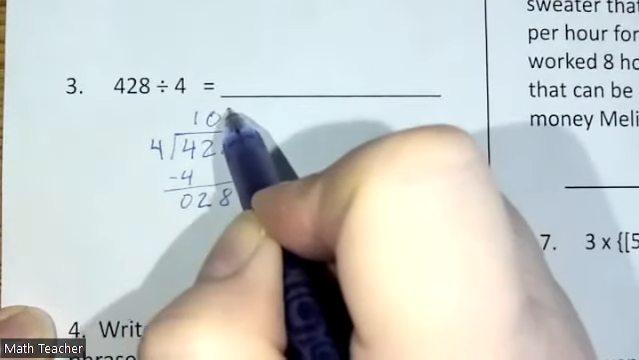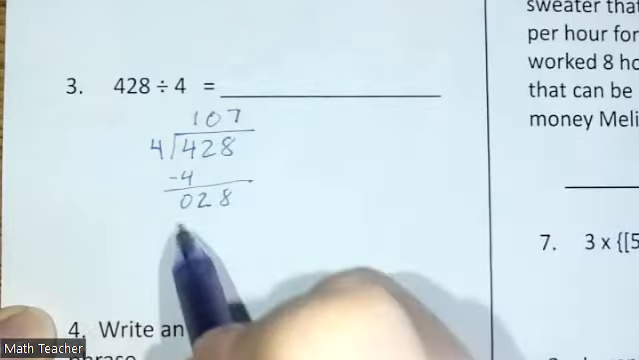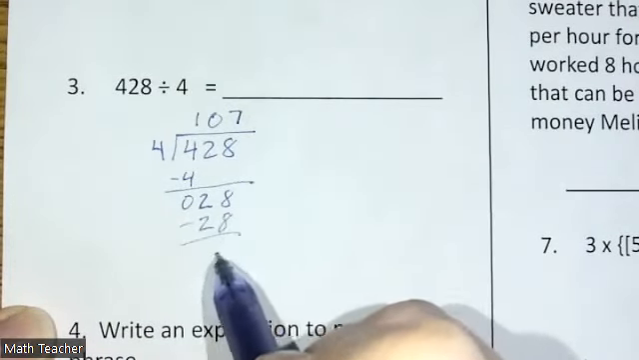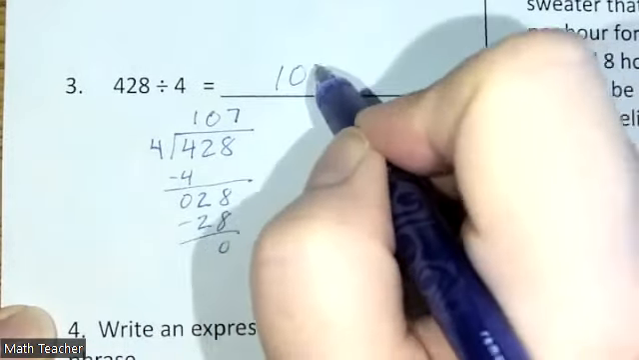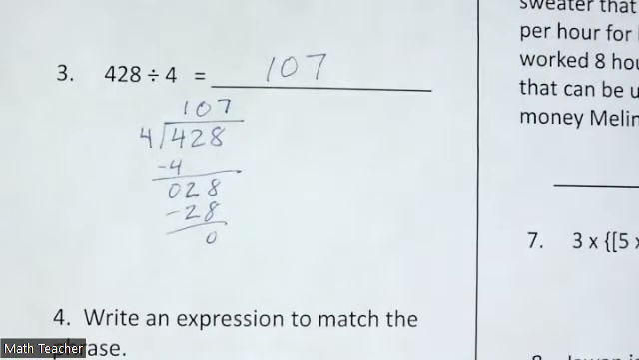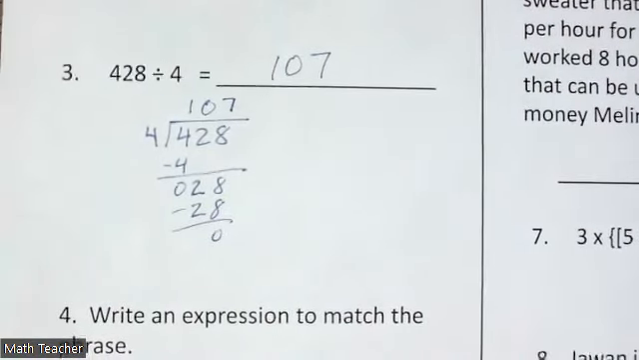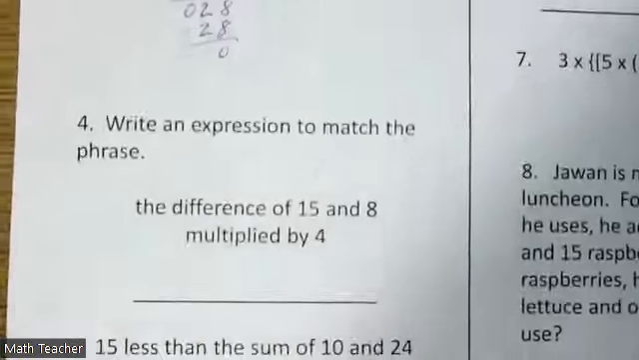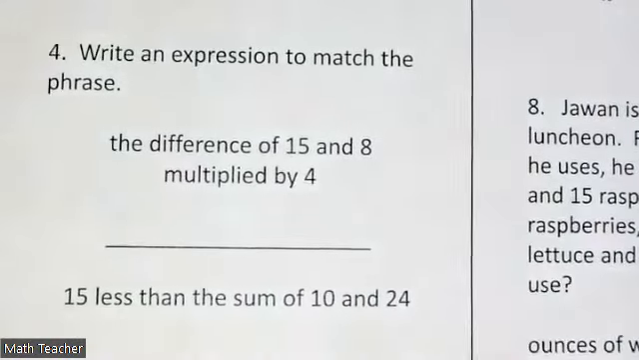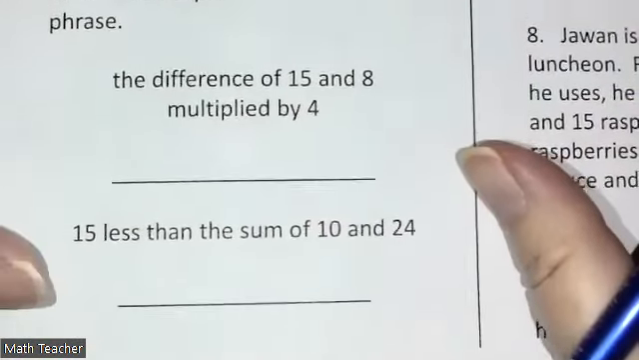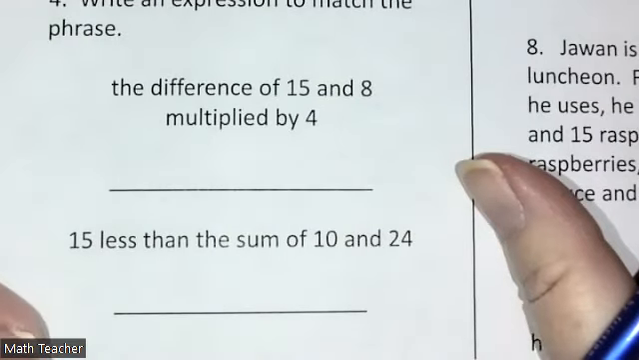4 goes into 28 7 times. 7 times 4 is 28. We get 0. Our answer is 107. Number 4, write an expression to match the phrase, the difference of 15 and 8 multiplied by 4.